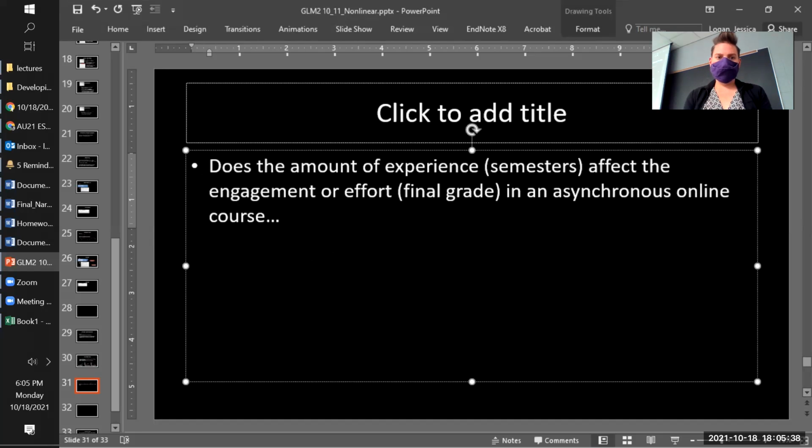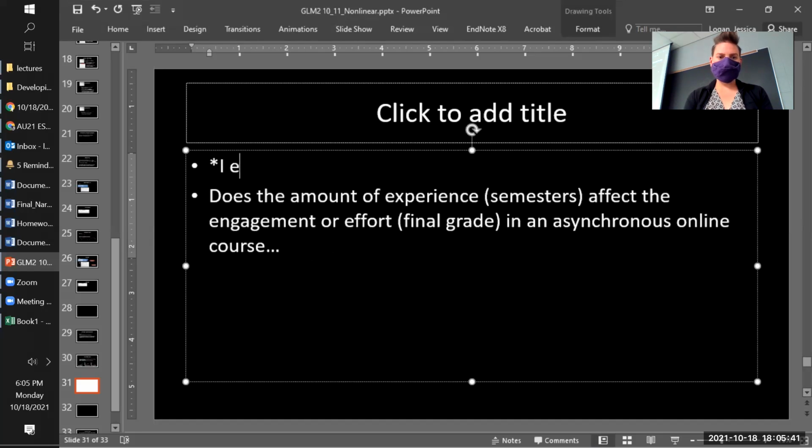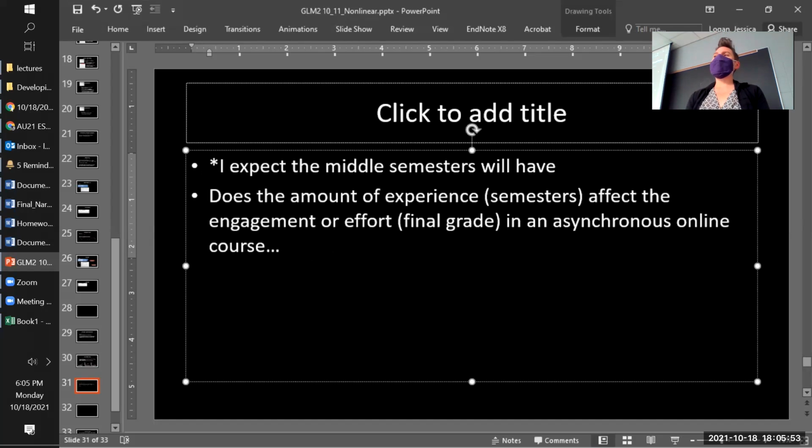First years and seniors perhaps not. Okay. So let me just jot that down. I expect the middle years will, I guess it's semesters, because I'm measuring in semesters. Remember, we're thinking about the relation between effort and the outcome. Yes, and so they'll have essentially a higher final grade. So the amount of experience in semesters affects the engagement or effort in an asynchronous online course. So this one's context. Yep.